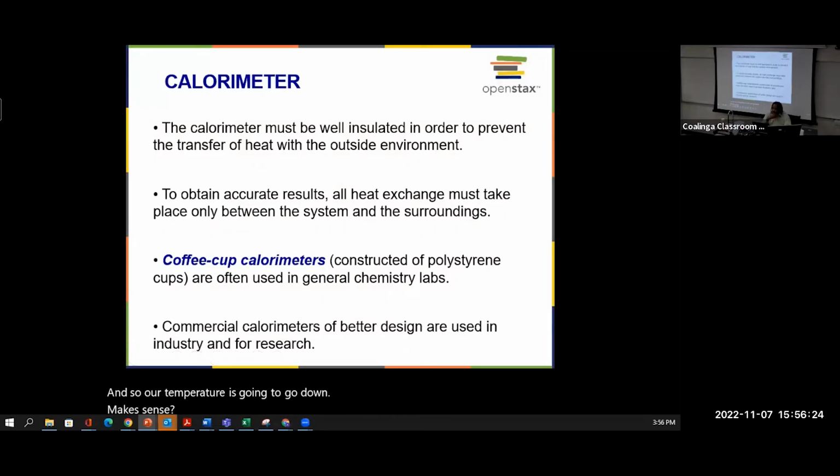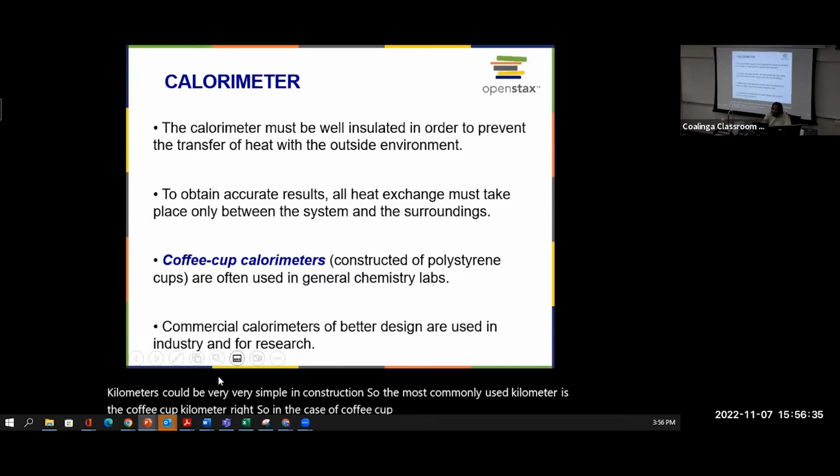So calorimeters can be very, very simple in construction. The most commonly used calorimeter is the coffee cup calorimeter. In the case of the coffee cup calorimeter, all we do is have a styrofoam cup. We have the lid and we have a thermometer, and we have something that we can stir.